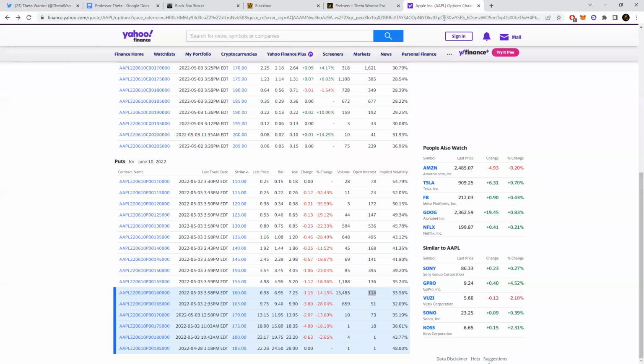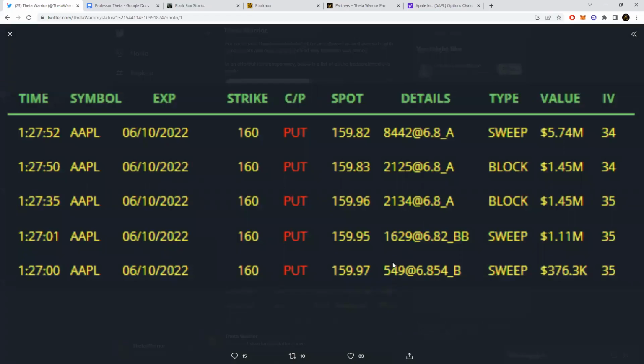And in case we wanted to double check, we can go to our broker, the open interest options chain, and look. I've already pulled it up here on Yahoo Finance. We have the puts for June 10th. The open interest coming into today was 114 contracts. So these were easily exceeding the open interest. You can see this is the contract count on the left. This first one came in at 549, then 1629, so on and so forth.